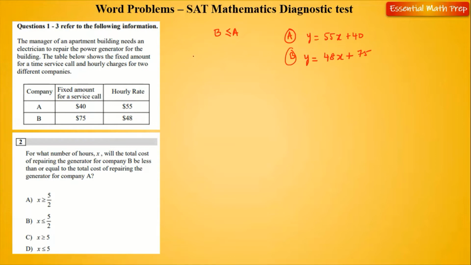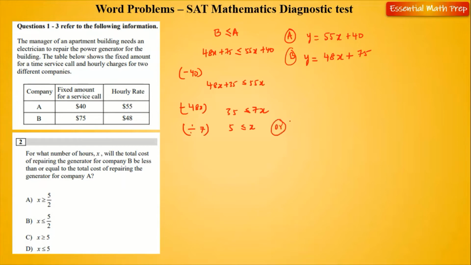Because they're both Y, we can just say 48X plus 75 is less than or equal to 55X plus 40. So you can subtract 40 on both sides, which gives you 48X plus 35 less than or equal to 55X. And then you can subtract 48X on both sides. So 35 is less than or equal to 7X. Dividing by 7 on both sides gives you 5 less than or equal to X, or X greater than or equal to 5.